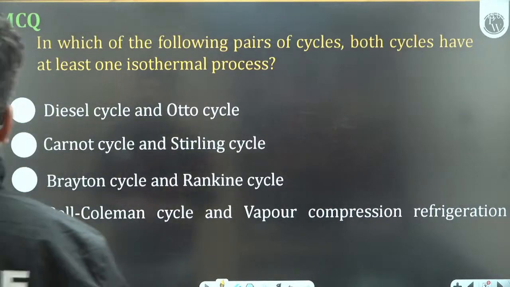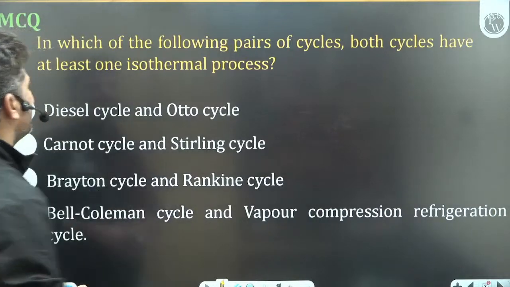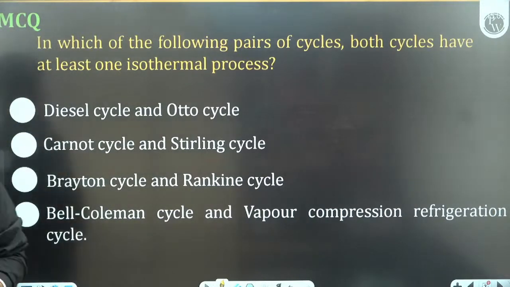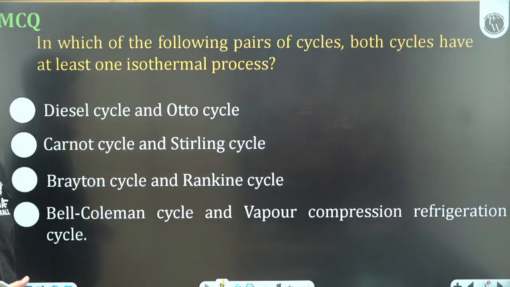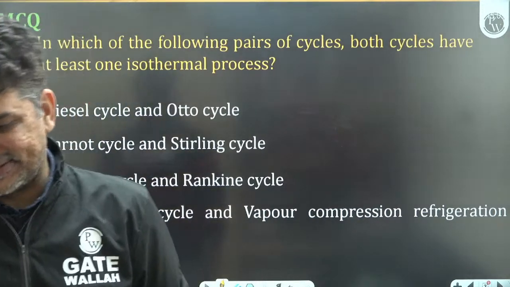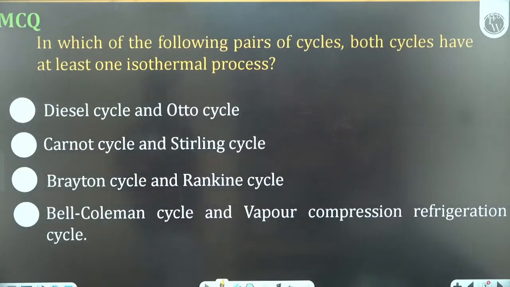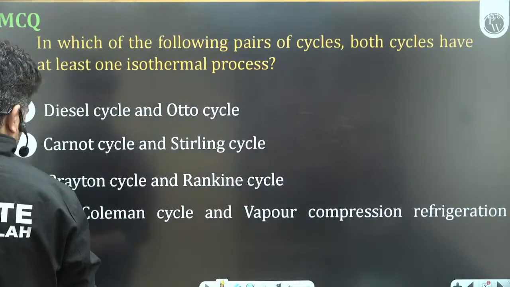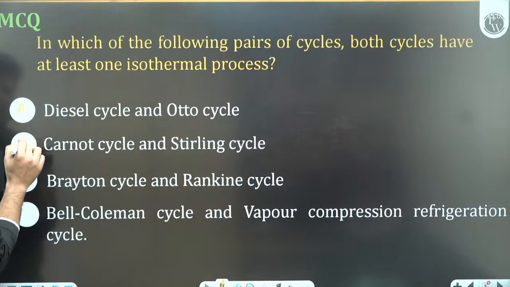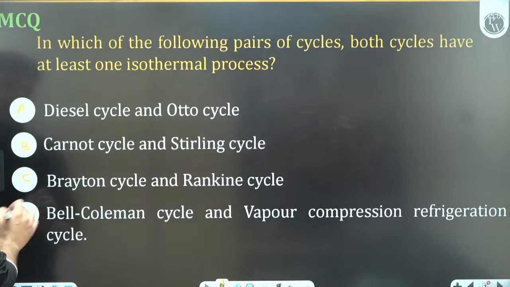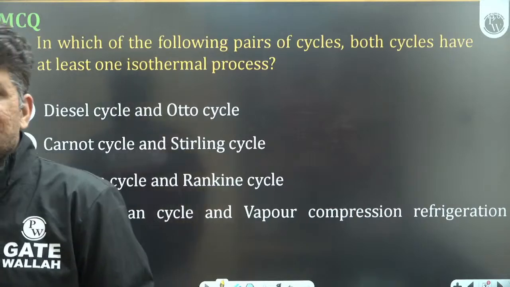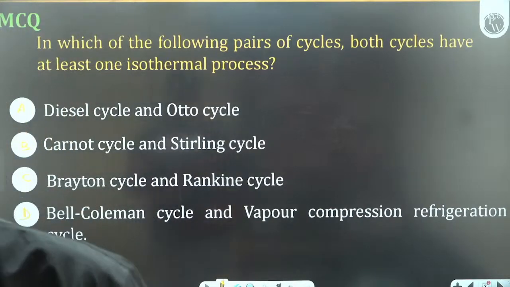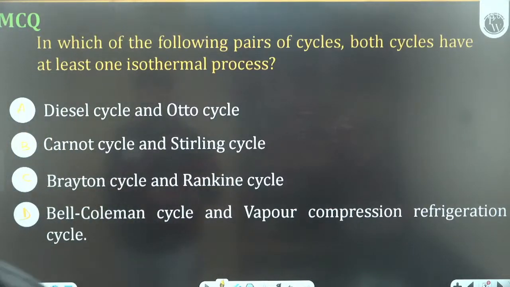It says, in which of the following pairs of cycles do both cycles have at least one isothermal process? Which are the cycles which have at least one isothermal process? Quickly tell me the options A, B, C, D. This is a multiple choice question. Option B, Carnot and Stirling, they have at least one isothermal process.